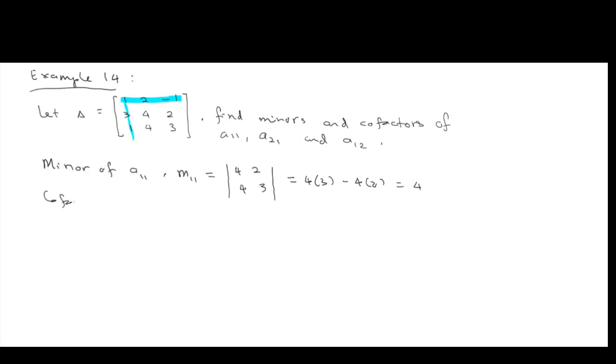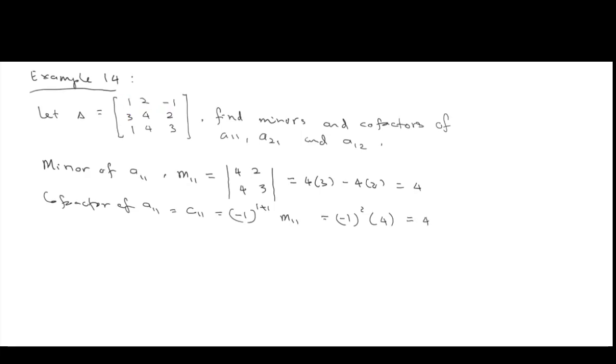The cofactor of a11 is C11, which is equal to -1 raised to the power of 1 plus 1 times minor 11, which is equal to -1 to the power of 2 times 4, equal to 4.